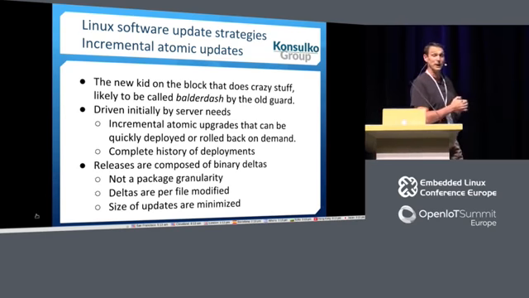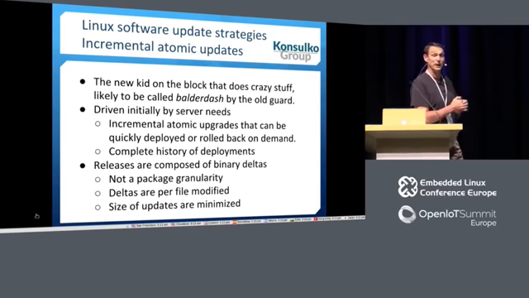They've had a need for incremental atomic upgrades that they can roll out very quickly, very small updates to address CVEs on their internet-exposed servers, right? Maintain their uptime, and also be able to roll those back very quickly. And part of that is having that complete history of deployments as well.